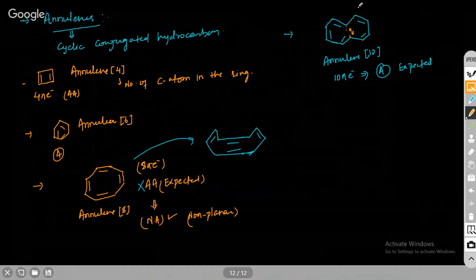One of the rings comes out of the plane, and because of this hindrance, the molecule becomes non-planar. To minimize the hindrance, it changes the plane and becomes non-planar. And when it is non-planar, it cannot be aromatic, but it is non-aromatic in nature. So this kind of compound is non-aromatic.